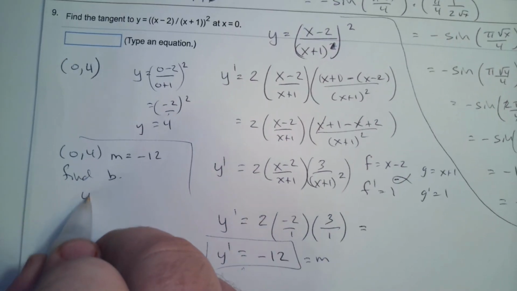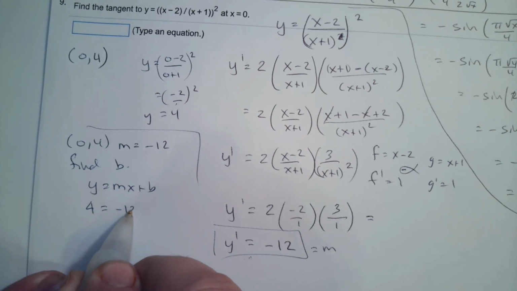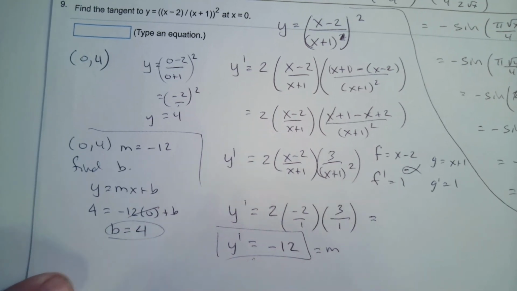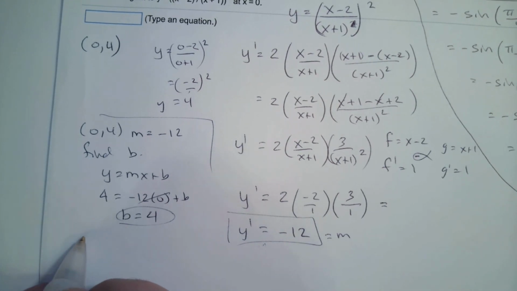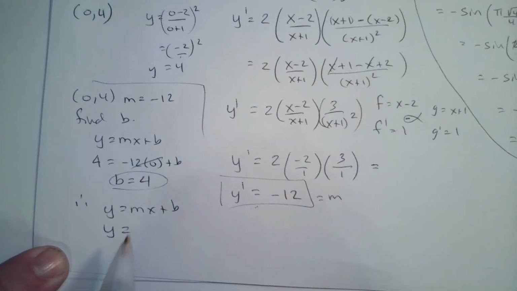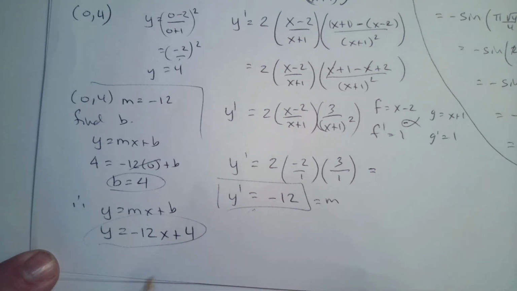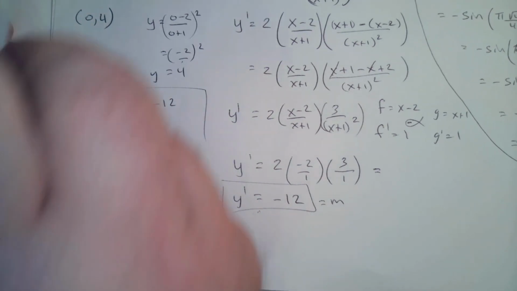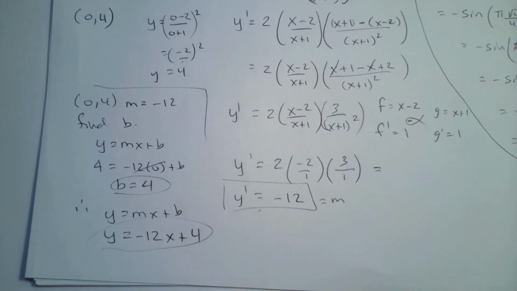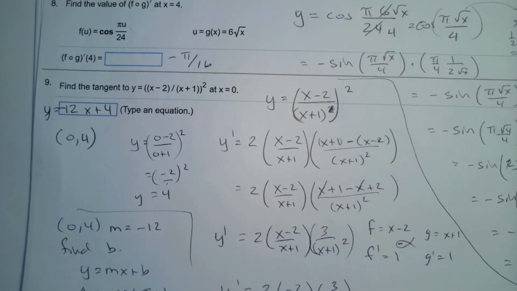We have to find the b value, so we use y equals mx plus b. 4 equals negative 12 times 0 plus b, so b equals 4. So y equals negative 12x plus 4. That's your answer. It's asking for an equation, so y equals negative 12x plus 4.